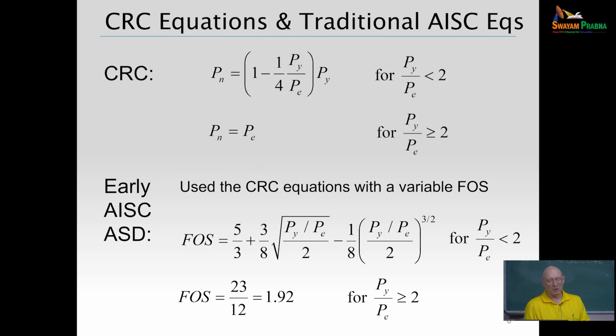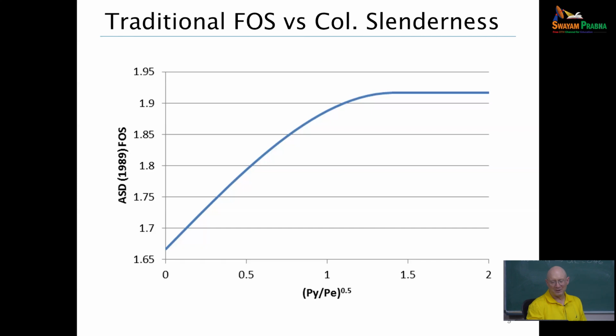And the early AISC strength curves, allowable stress design, basically adopted that with a variable factor of safety. So, okay, if we have a very slender column, we want a higher factor of safety. So these were the factor of safety formulas. For a stub column, it basically reduces to 1.67 for the factor of safety. For a very slender column, it was 23/12, 1.92. And so the traditional factor of safety varied like this versus square root of PY over PE.